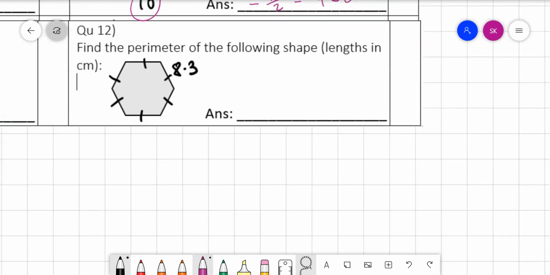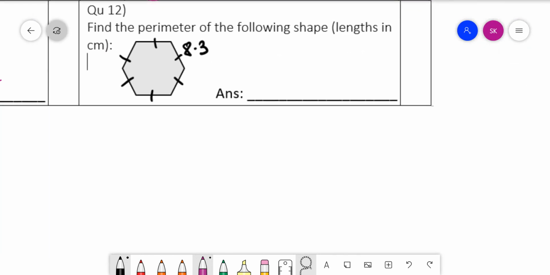Question 12. Find the perimeter of the following shape. The lengths are in centimeters. Perimeter is the distance around a 2D shape. So we're talking about that, plus that, plus that, plus that, plus that, plus that. Now we're not given the lengths of all these sides, but we are told that they are the same, as indicated by those little lines, which means each of these is 8.3.